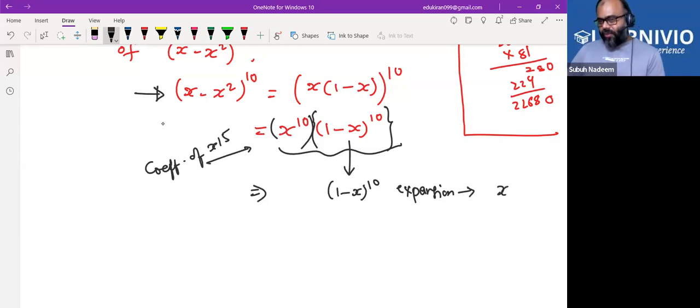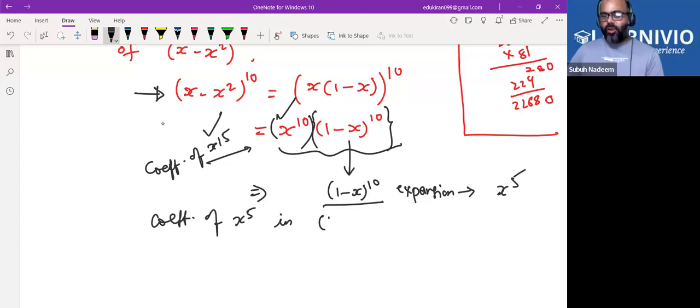X to the power 5, because x to the power 10 is already there outside, and you want x to the power 15. So basically, in the expansion of this, you need x to the power 5 so that it will become x to the power 15. So you have to find the coefficient of x to the power 5 in the expansion of (1 minus x) to the power 10. Now, do what we were doing for the general term.